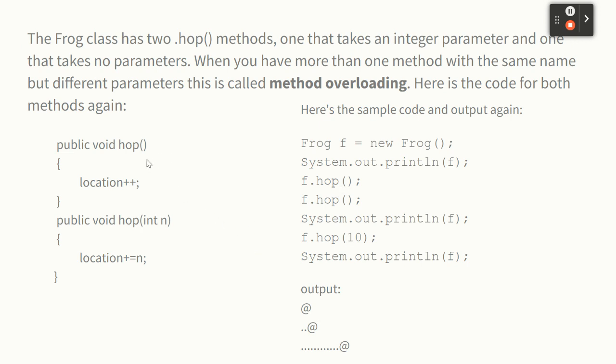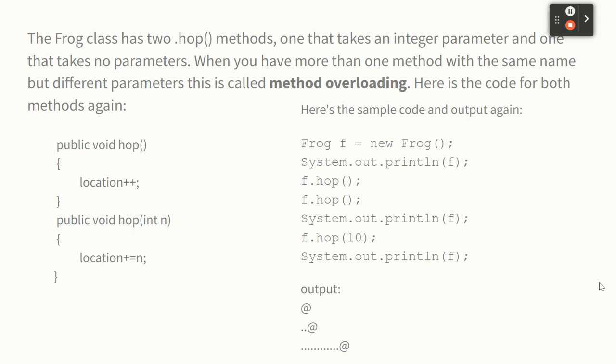So when you call hop with nothing, it just hops ahead one space. When you call hop with an integer, it hops that many spaces. So here again, I called hop twice, it hopped twice, and then I called hop 10, and so there's 12 dots altogether now down there.